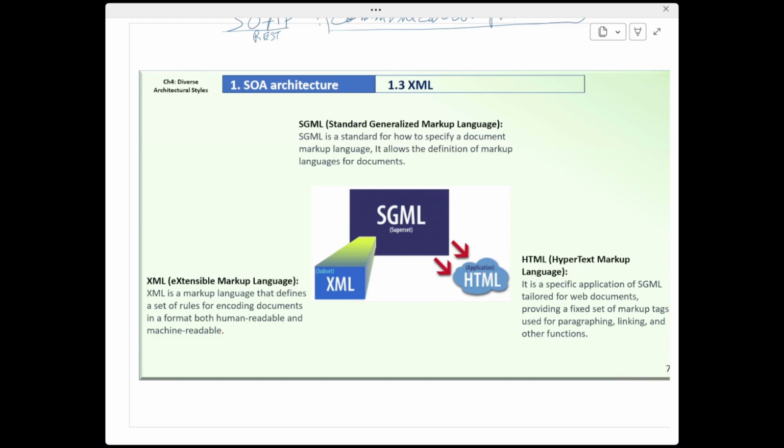Of course, it is a specific application of SGML tailored for web documents, providing a fixed set of markup tags, not like XML, which offers dynamic tags. We can create our own tags, but in HTML, we have to use the tags. We have to learn the HTML tags, but we don't have to learn XML tags because we are creating ours.